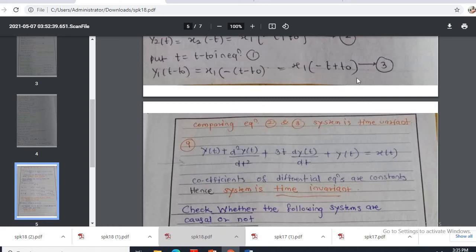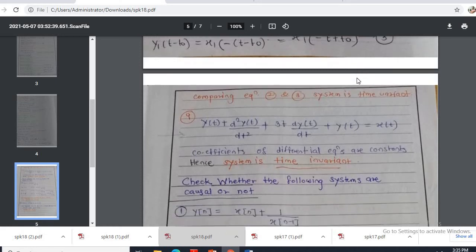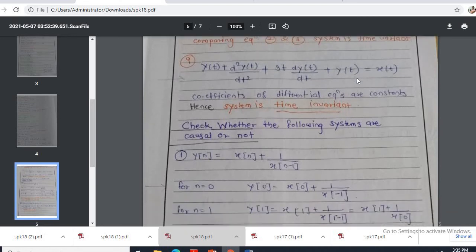Okay. Now it is, say, a differential equation. So here the coefficients of the differential equation are constants. Otherwise, in the domain, t is as it is, following everything. So therefore the system is time invariant.